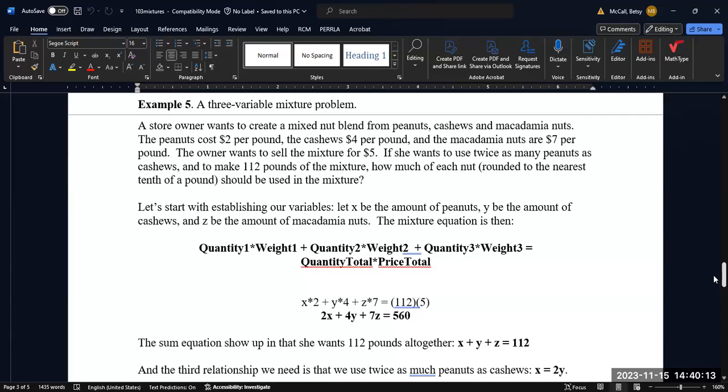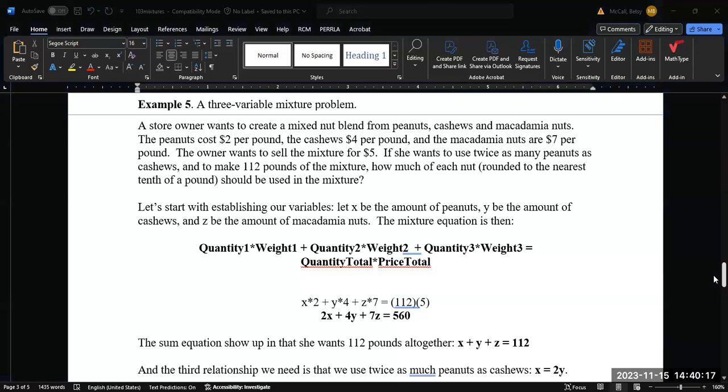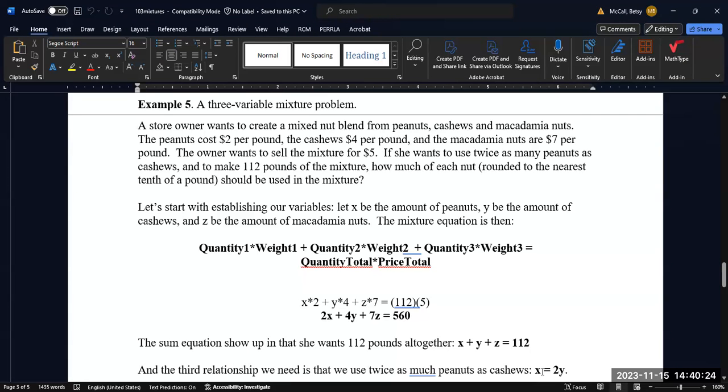Now, for the 3 variable cases, again, these follow through. You may have that extra third relationship, similar to this inexpensive and premium example we saw in the previous problem, in addition to the quantity equation, because you need 3 equations for 3 variables. But the only difference in the setup process is that we will have a third quantity and a third weight to add. So let's look at this example.